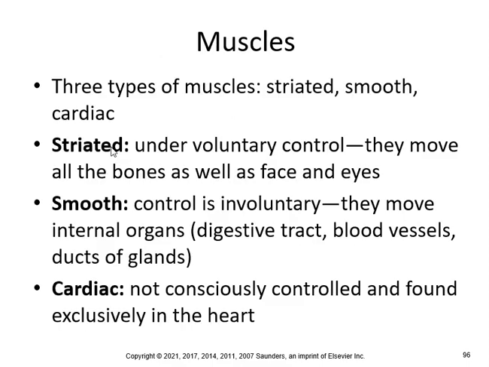All right, so we made it to the muscles. There's three types of muscles. There's striated, smooth, and cardiac. Striated is under voluntary control. That would be like your biceps. They move all the bones as well as the face and the eyes.